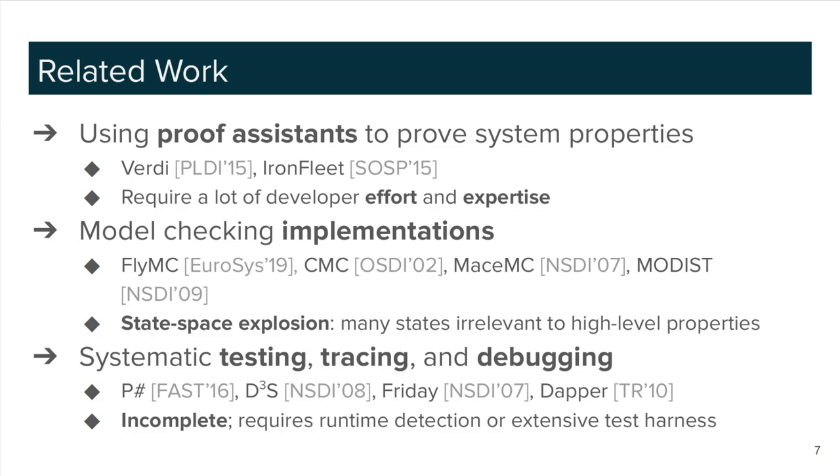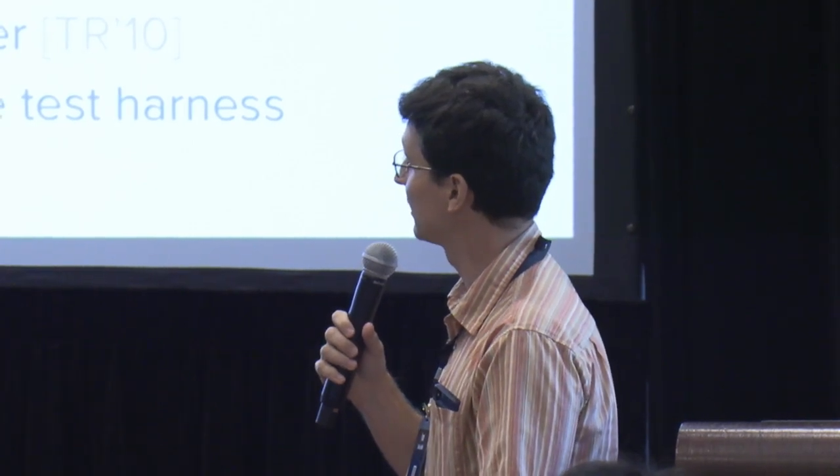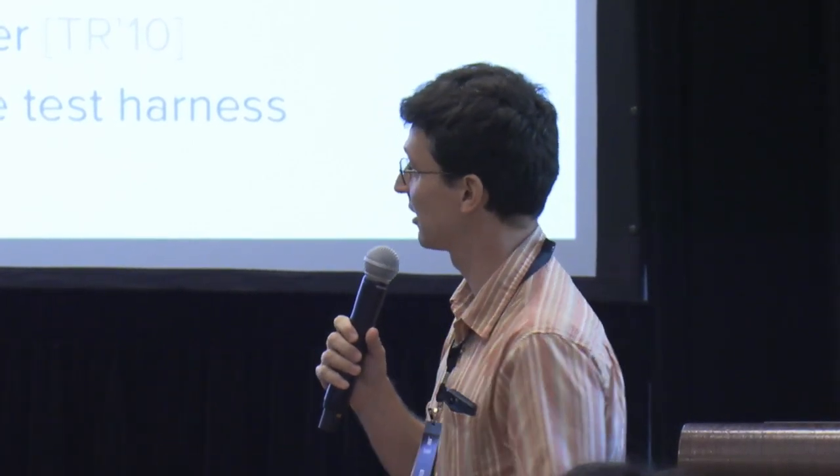The proof assistants require huge effort, huge expertise. Basically, you have to become a full-time mathematician. Model checking is kind of limited, but that's what we use in TLC. But model checking, of course, requires a model, which is going to be frequently abstract. And then there's a bunch of systems work that tries to use testing, tracing, runtime verification, all sorts of debugging techniques.